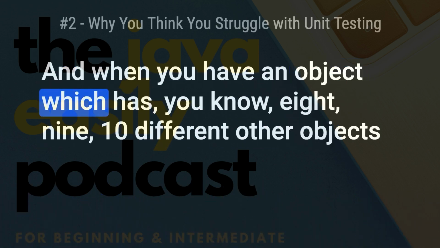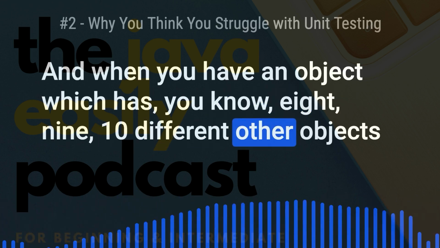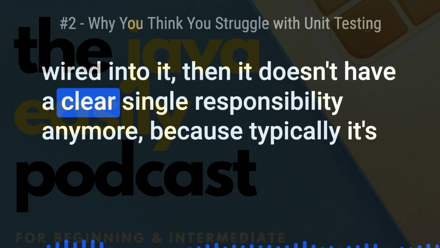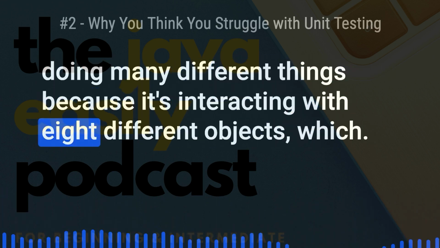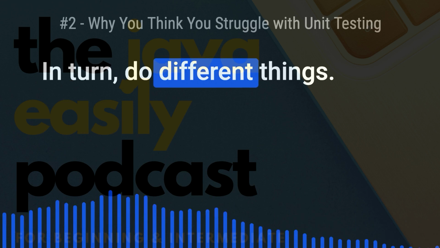And when you have an object which has 8, 9, 10 different other objects wired into it, then it doesn't have a clear single responsibility anymore, because typically it's doing many different things because it's interacting with 8 different objects which in turn do different things.